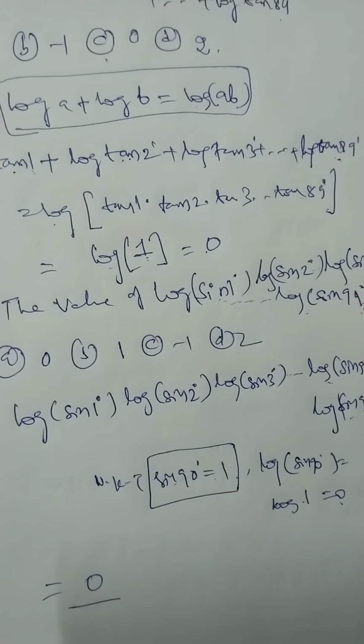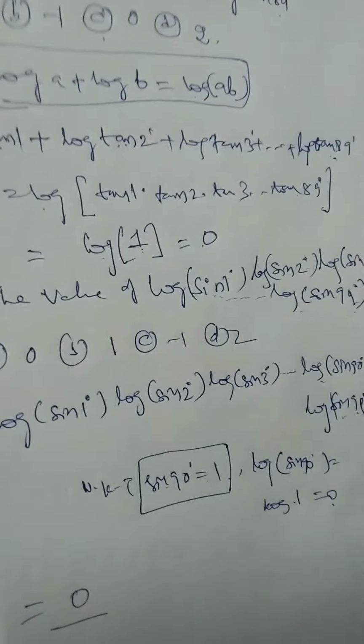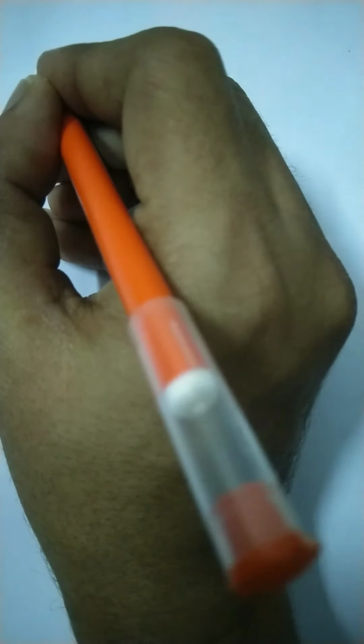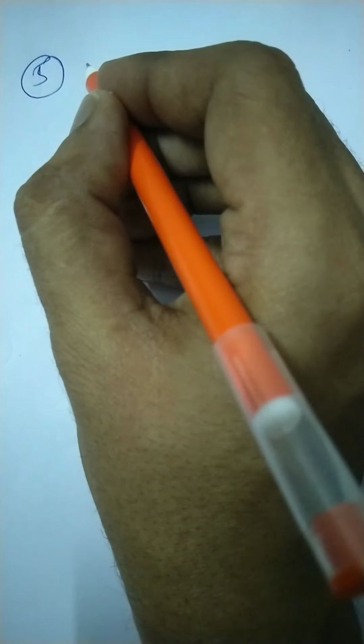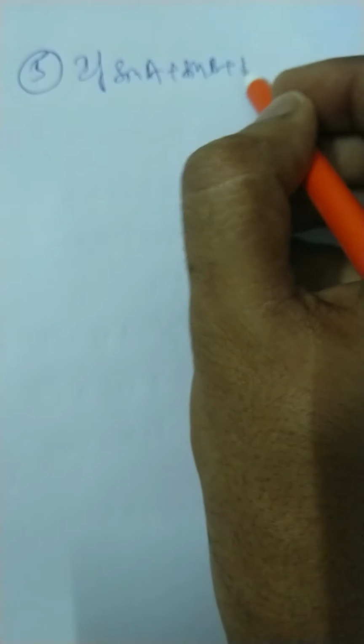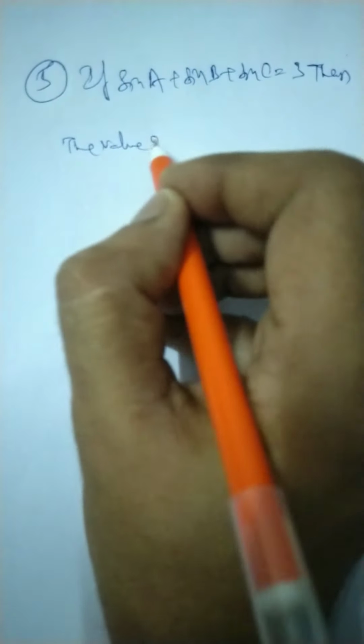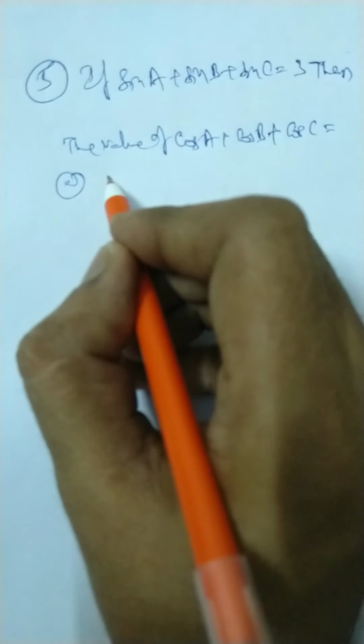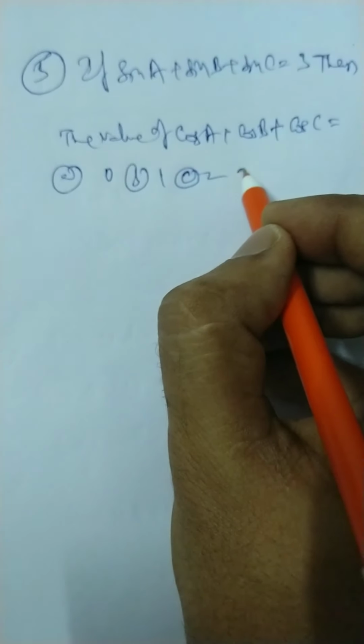Now we will see another simple example on basic trigonometry. That is our fifth problem. If sine A plus sine B plus sine C is equal to 3, then the value of cos A plus cos B plus cos C is? Options are 0, 1, 2, 3.